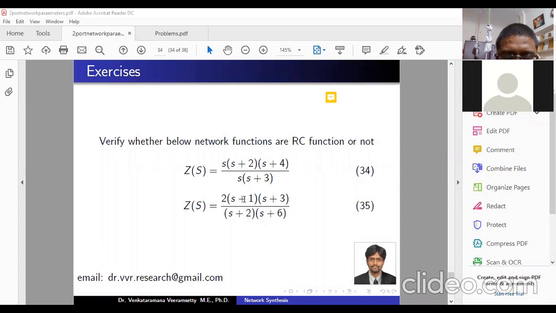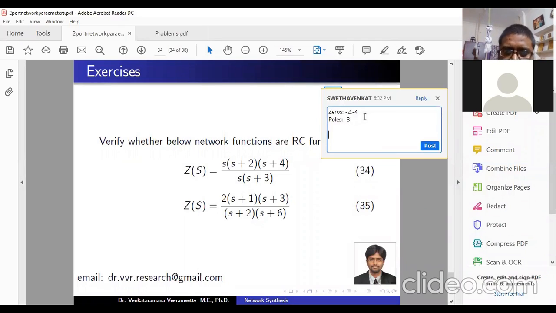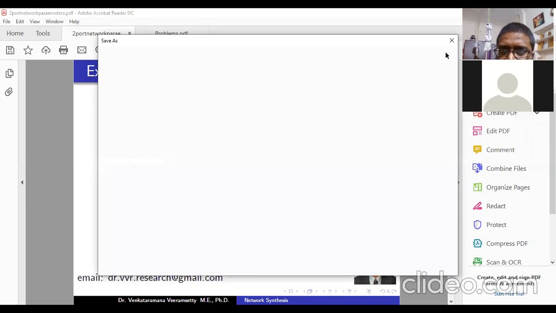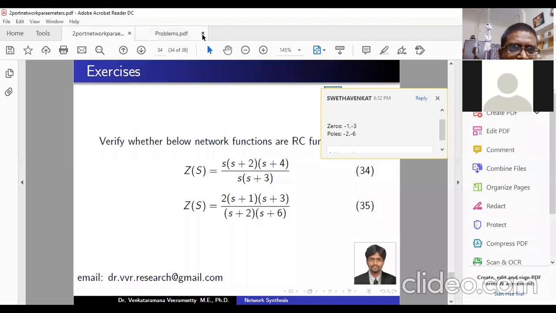So what are the zeros here? Minus 1, minus 3. Poles are minus 2, minus 6, right? So for the second problem, zeros are minus 1 and minus 3, and poles are minus 2 and minus 6. So these are the zeros and these are the poles. Now try to mark them on the S-plane.